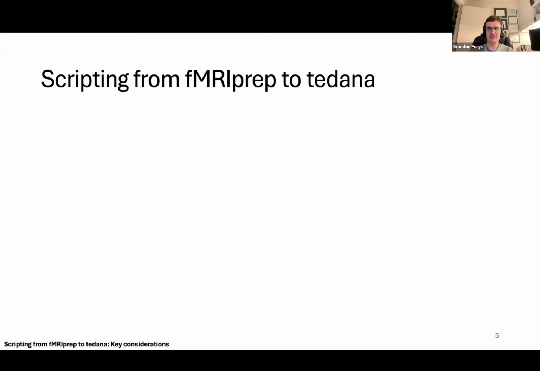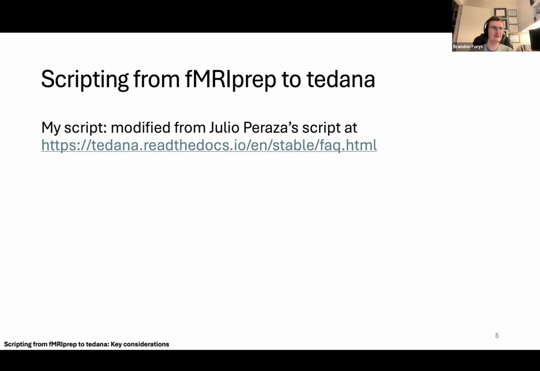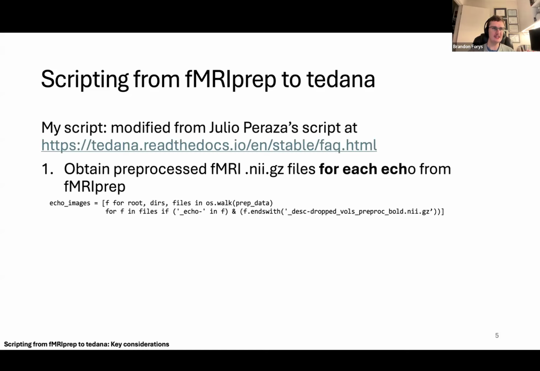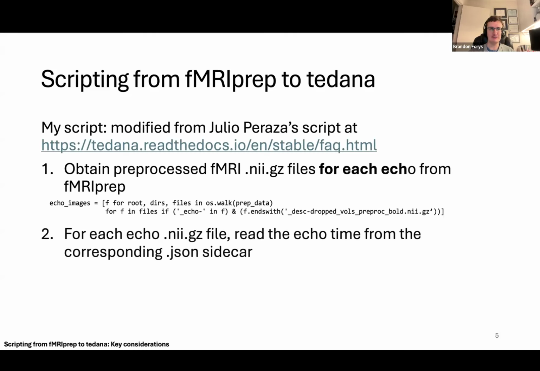Now, to use these echoes in tedana, I'm working from Julio Peraza's script, and I am obtaining these preprocessed fMRI files for each echo, kind of just in a list format here for examples of code. I read the echo time from the corresponding JSON sidecar.